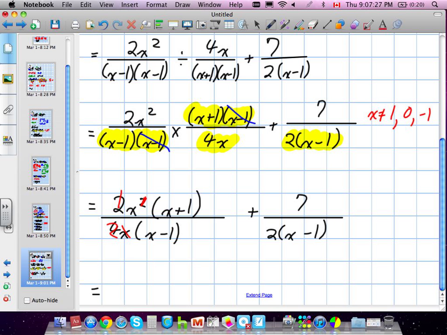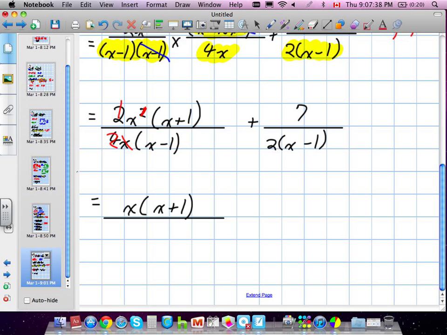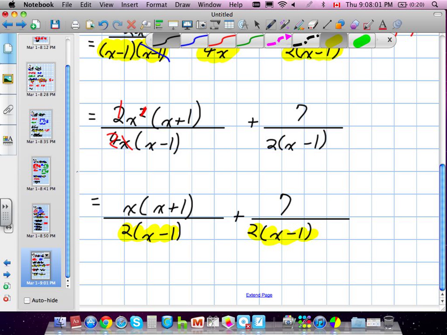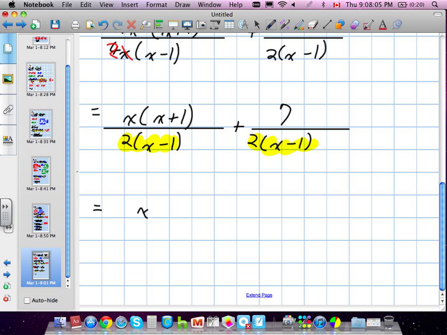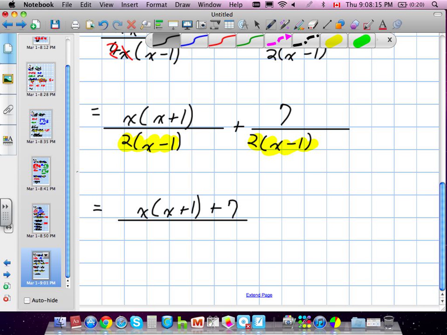So in the end, I have x times x plus 1 over 2x minus 1 plus 7 divided by x minus 1. Okay. Look at that. Worked out great. Our denominators are now the exact same, right? So we can just combine that into 1. And we get x times x plus 1 plus 7 divided by 2x minus 1.